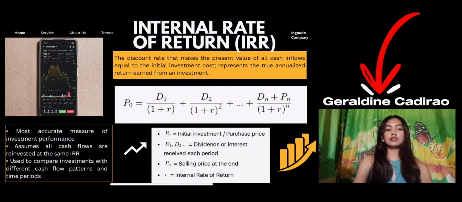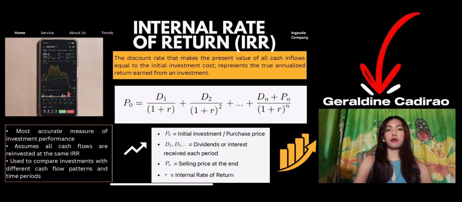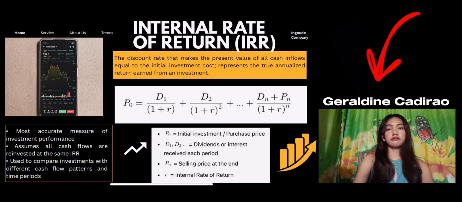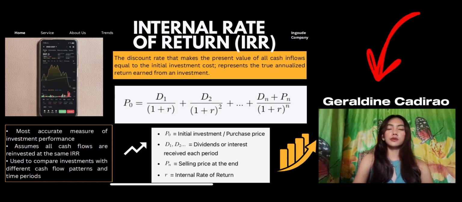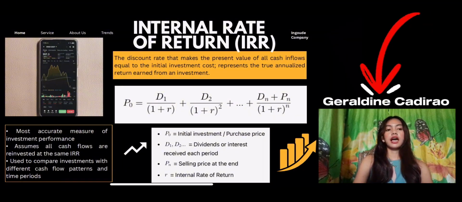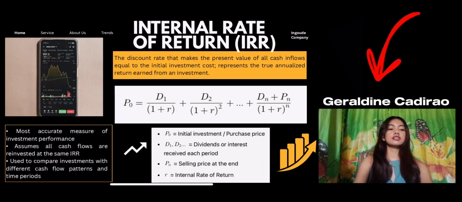It is the known rate that balances the equations. The number of periods can be years, months, etc. So how does it work? We calculate the present value of every future payment and the final selling price, which is then added up. The total equals exactly what you paid, and the rate used is your internal rate.